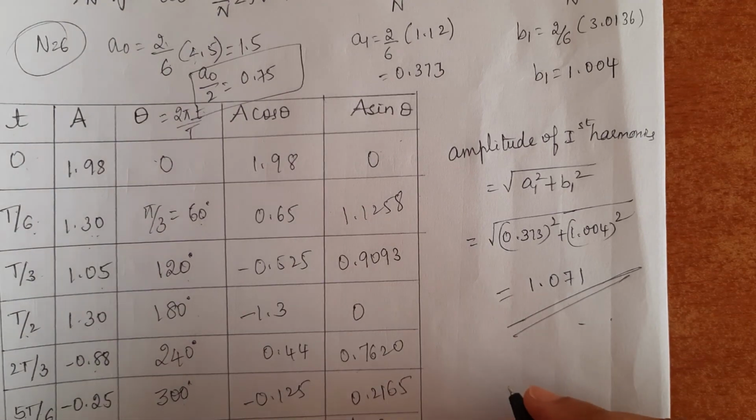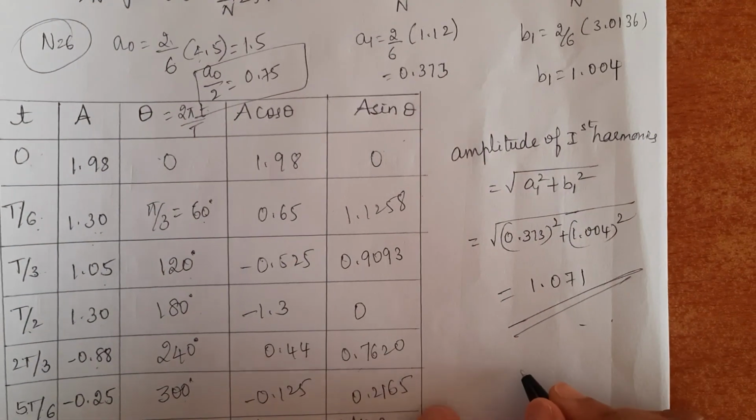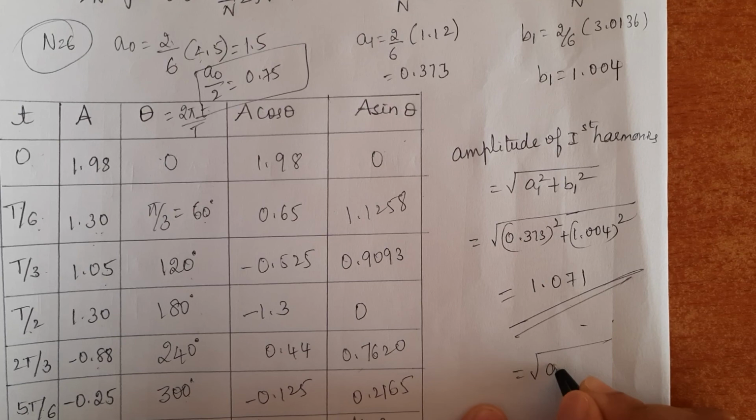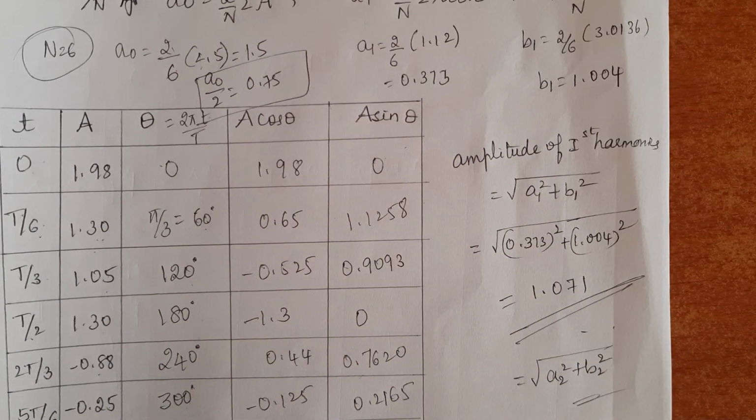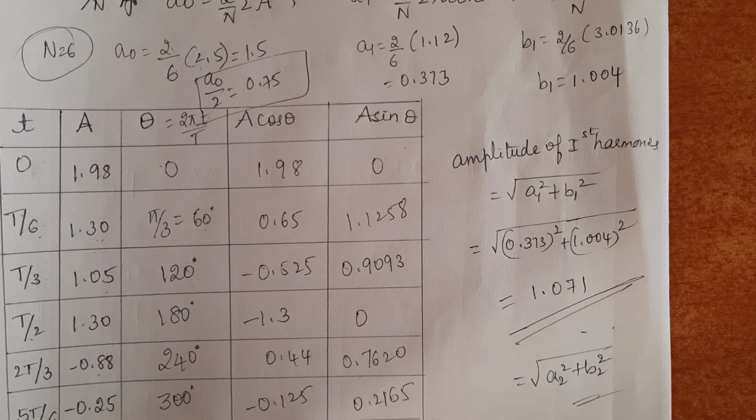Suppose they ask you to find the amplitude of the second harmonics, then it will be root of A2 square plus B2 square. Similarly, the third harmonics will be square root of A3 square plus B3 square. So with this, problems on harmonic analysis are completed, and we have completed module 2.